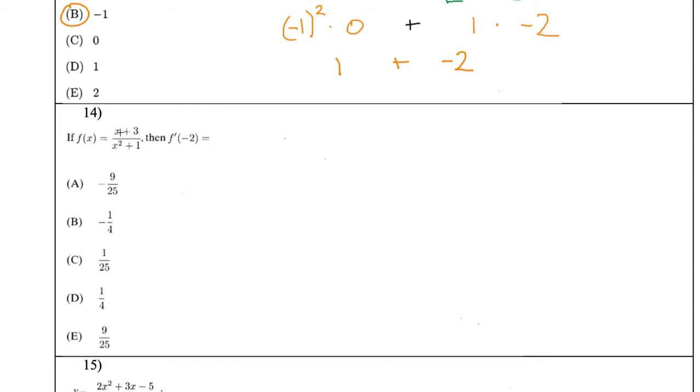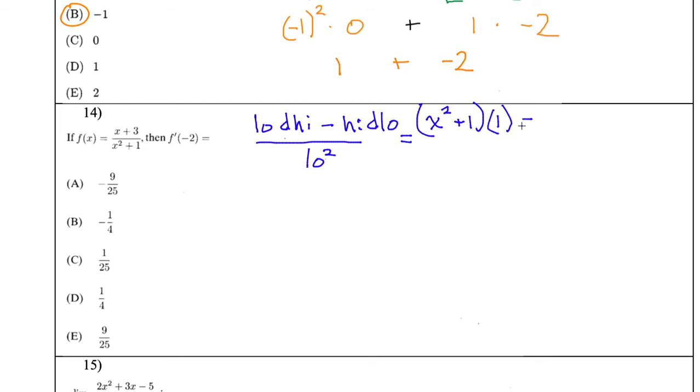So this is going to be quotient rule because I have something divided by something. It's going to be low d high, minus high d low, all over low. When I do that, low is going to be x squared plus 1, times the derivative of the top, which is just 1, minus high, which is x plus 3, times the derivative of the bottom. Derivative of low is 2x. All of that is going to be divided by the bottom squared, so x squared plus 1, quantity squared, and I'm going to immediately plug in a negative 2.